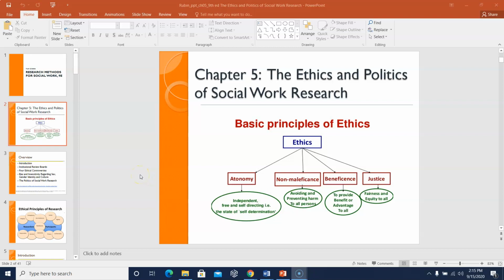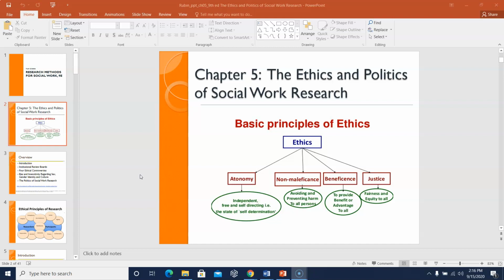Hello, welcome to the fifth week of this fall 2020 semester. Today we'll be covering Chapter 5, The Ethics and Politics of Social Work Research.